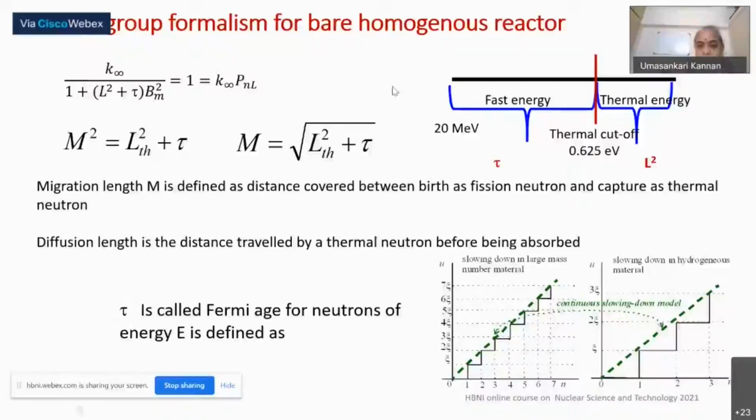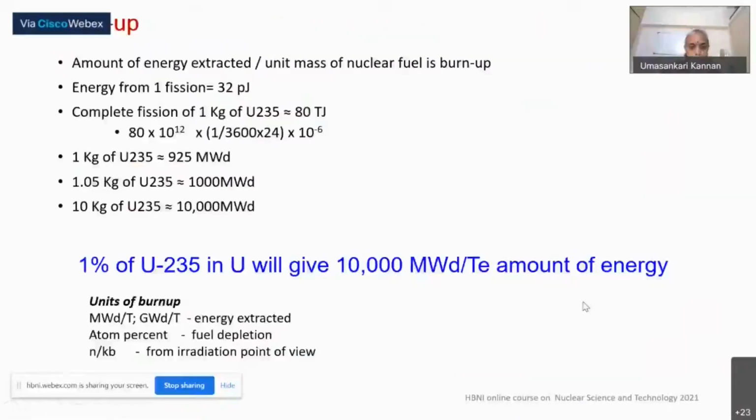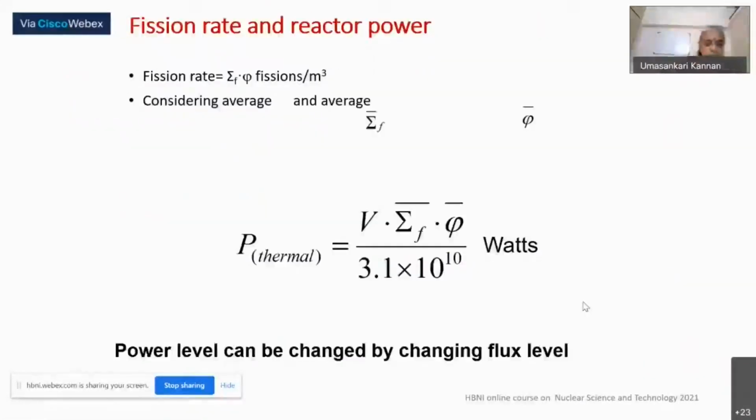In the next slide, I think I have given some, okay, maybe it is there somewhere else. I am not very sure. I can give you the difference between M and L, but maybe if I get the slide, I'll give it to you. But before we go further, we need to know certain other things for the nuclear reactor.